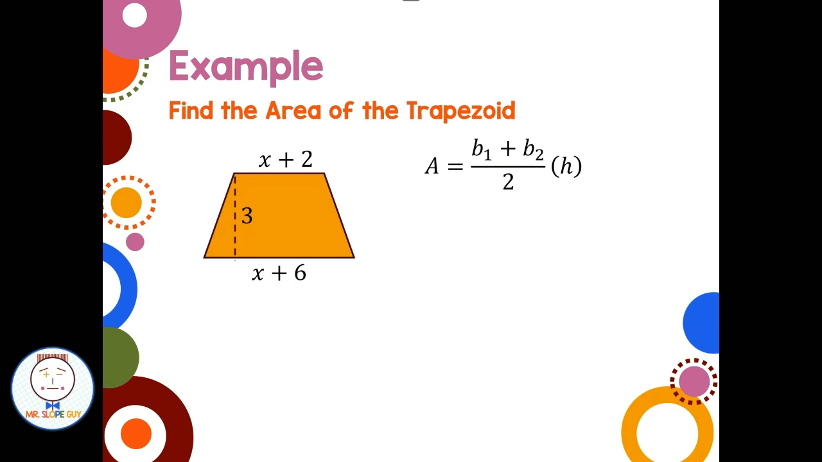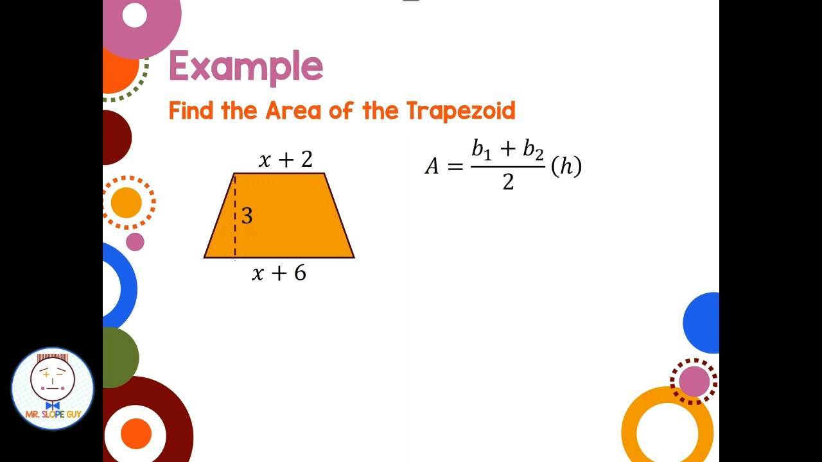So we have: find the area of the trapezoid, and we have one parallel side with x plus 2 for the length, one parallel side with x plus 6 for the length, and then we have a height of 3. That's the distance between the two parallel lines. And we're going to substitute that in our formula for a trapezoid.